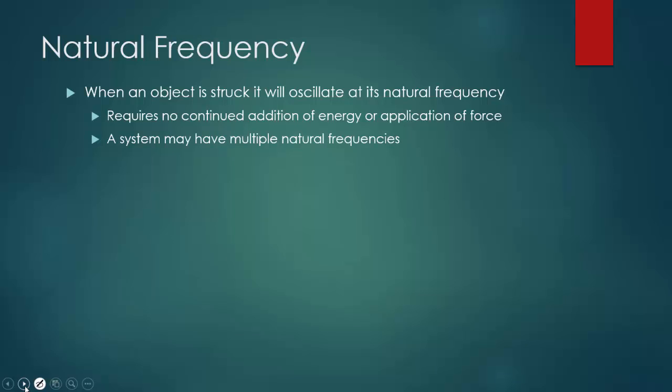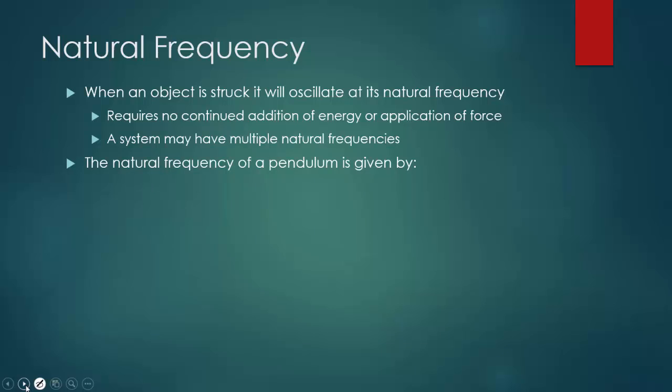And a system doesn't necessarily have only one natural frequency. In fact, musical instruments have multiple natural frequencies. That's why we can get multiple notes out of the same instrument. So a vibrating string, which we'll look at in our next unit, has a fundamental frequency, and then it's got several higher frequencies that it can also play. And a column of air has a fundamental frequency and several higher frequencies that it can also vibrate at.